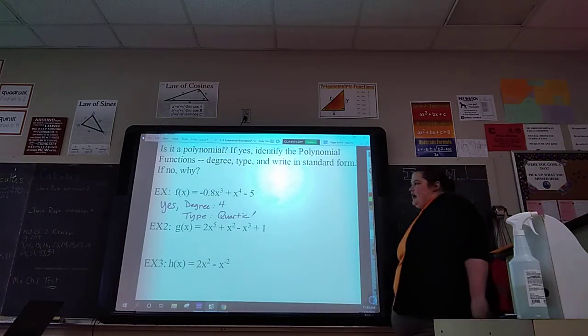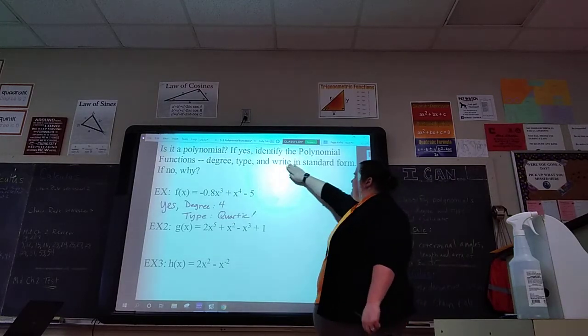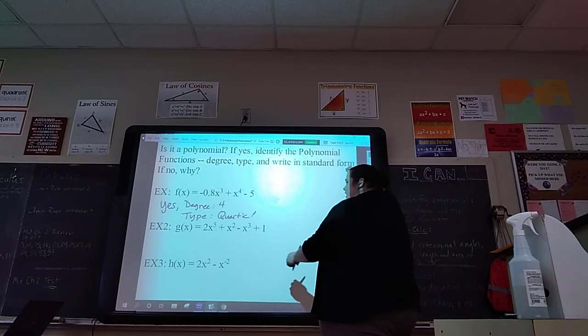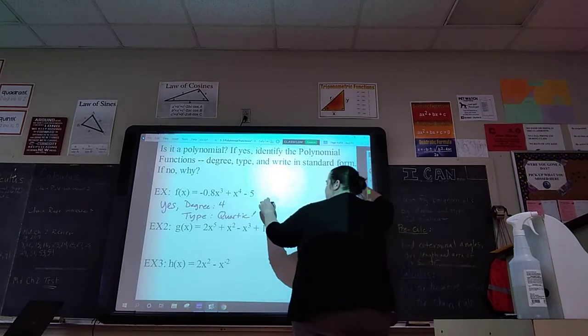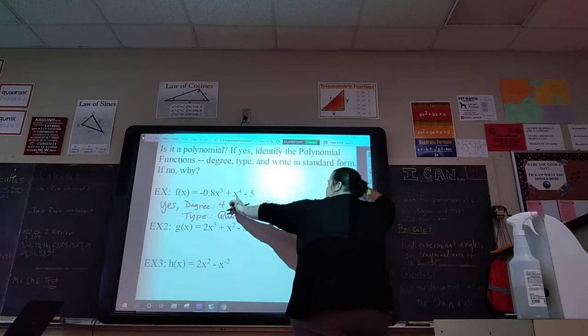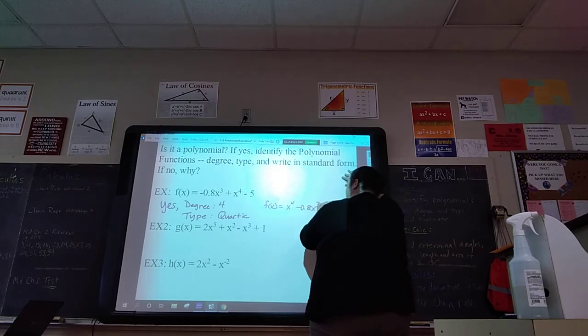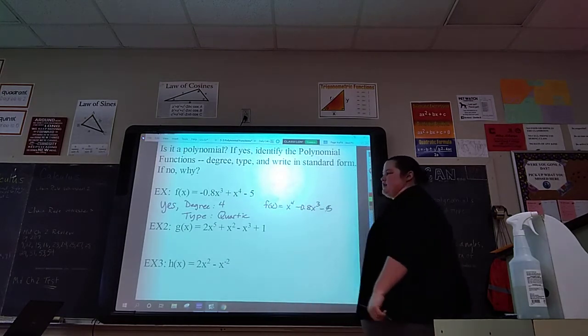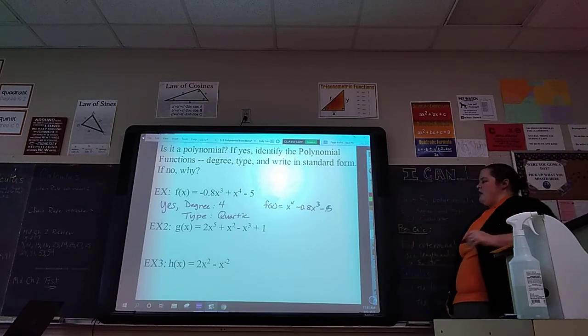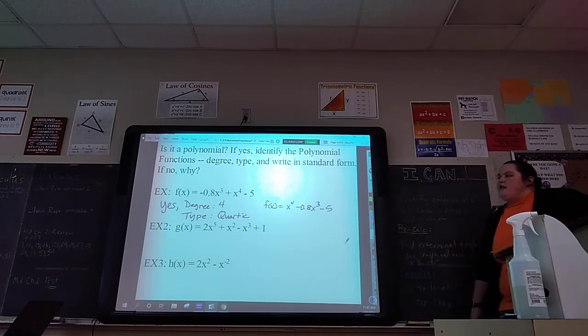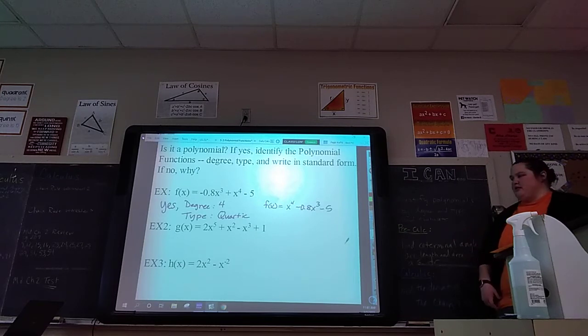And then we did degree, type, and then make sure it's in standard form, which it's not, because in order for it to be in standard form, what term needs to come first? Yep, the highest exponent, so x to the fourth needs to come first, then the negative 0.8 x to the third, then the 5. So there's the first one. Now, like I said, if it was already in standard form, we wouldn't necessarily have to rewrite it. That one wasn't, so we needed to rewrite it so that it was.